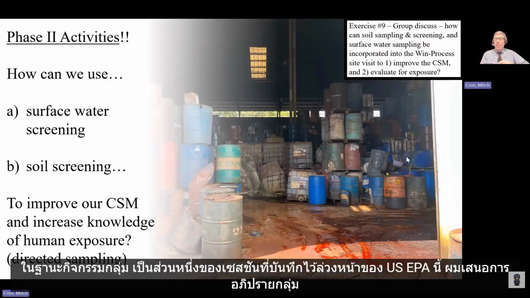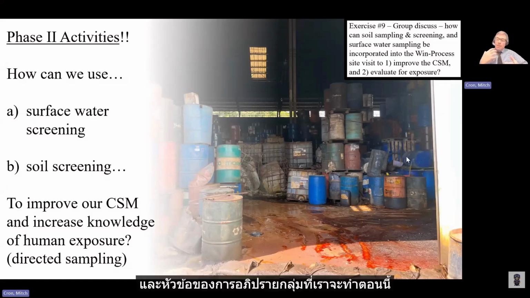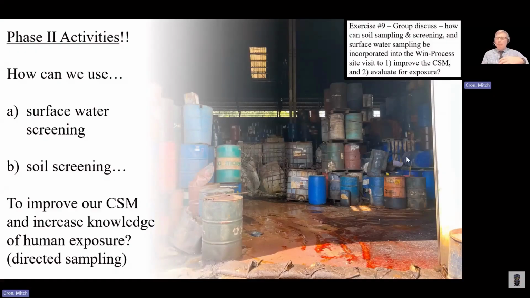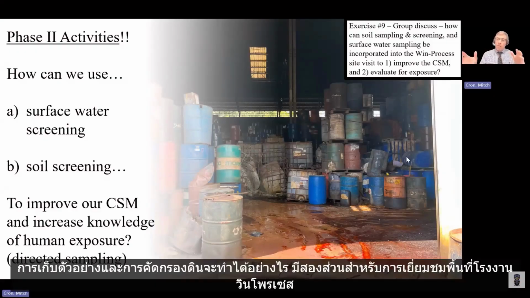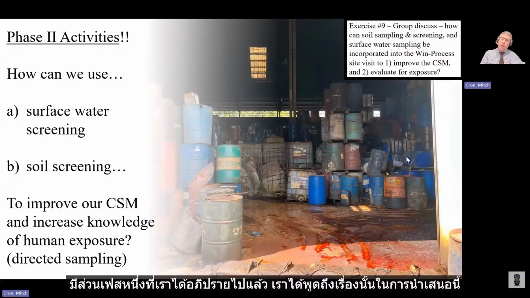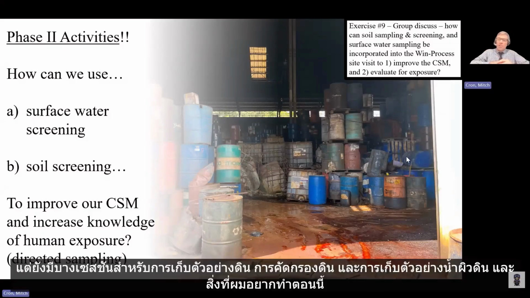As a group activity, as part of this pre-recorded US EPA session, I propose a group discussion. And the topic of that group discussion that we're going to do right now is, how could soil sampling and screening be done? There's kind of two pieces to the wind process site visit. There's the phase 1 piece that we've already discussed. We've talked about that in this presentation. But there's also some sessions for soil sampling, soil screening, and surface water sampling.